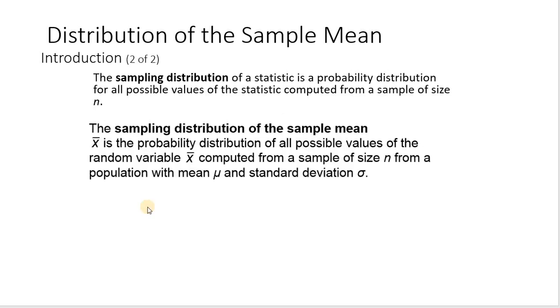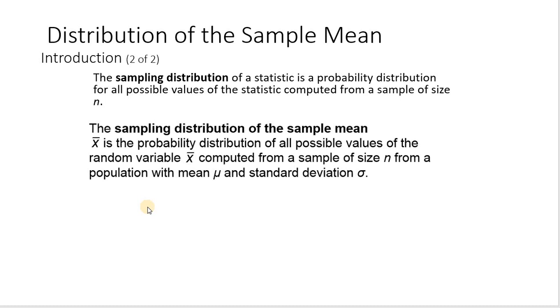The sampling distribution of a statistic is a probability distribution for all possible values of the statistic computed from a sample of size n. The sampling distribution of the sample mean x bar is the probability distribution of all possible values of the random variable x bar computed from a sample of size n, from a population with a mean mu and a standard deviation sigma.